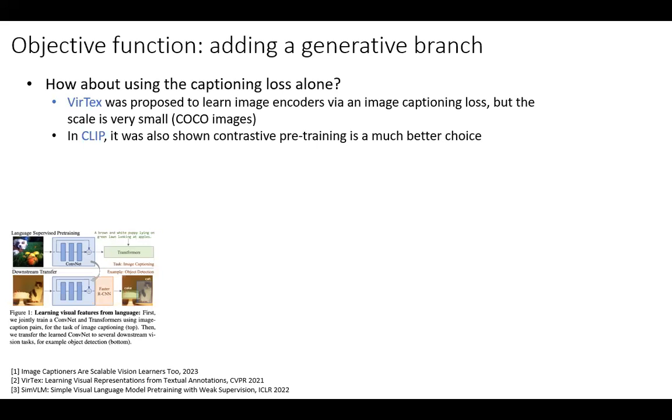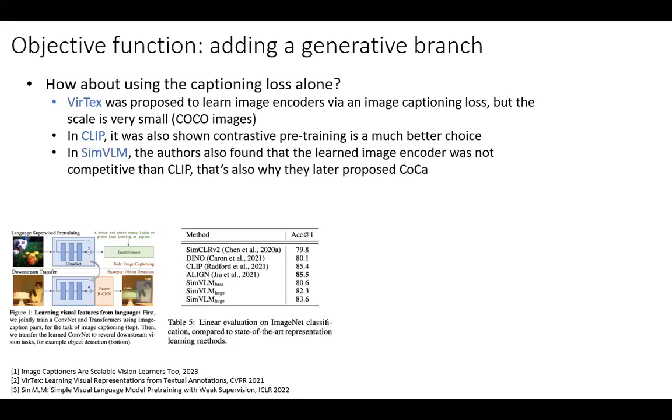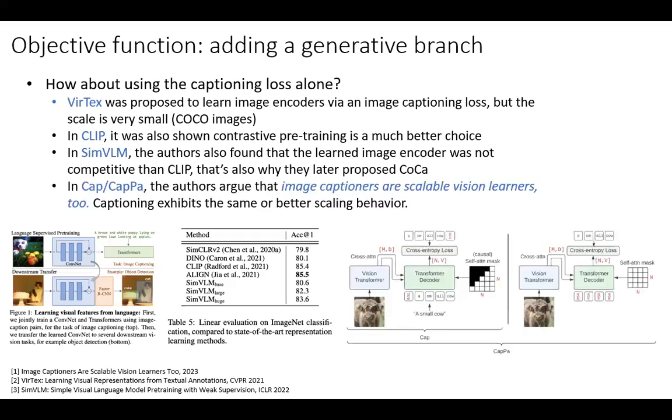But then in CLIP, the authors show contrastive pre-training is much more effective. And then in the CVPR paper, the authors also show the learned image encoder was actually not competitive compared with CLIP. But then in the recent paper, also by Google Brain, CAP and CAPA, the authors actually argue that image captioners can be scalable vision learners too.